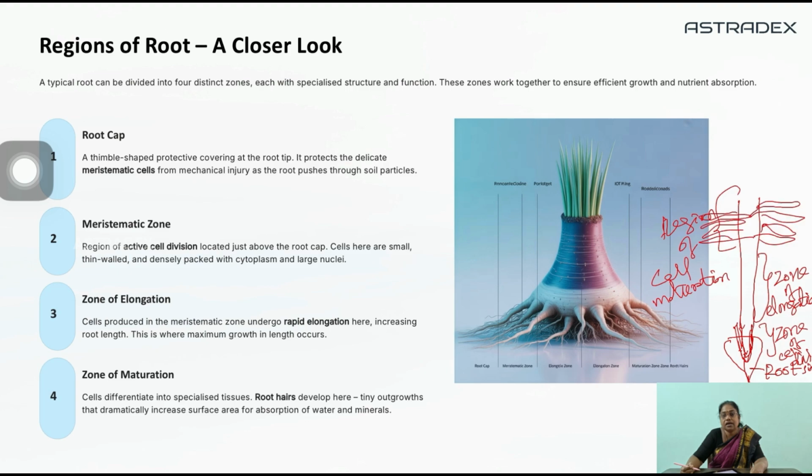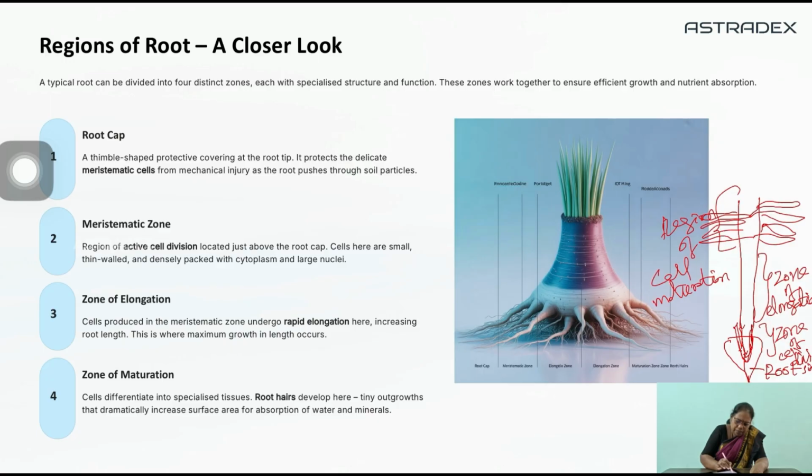Root hairs are present. Root hairs are found in the maturation region of the root. These root hairs absorb water and mineral salts from the soil. So these are the regions of the root.